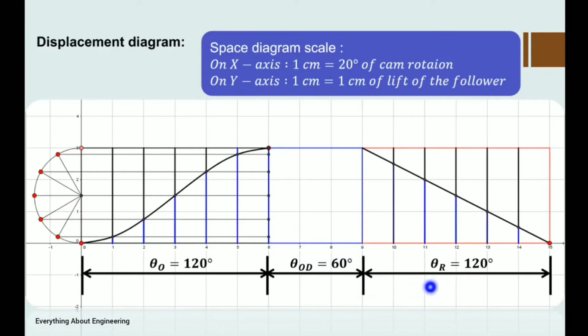Similarly, this return stroke is of 120 degree. So it is 120 divided by this 20, that is 6 centimeter. Then as this outstroke is with simple harmonic motion, we have constructed this semicircle over here, and we have divided it into 6 equal parts. Now from point 1 draw the horizontal line, from point 2 also draw the horizontal line so that it will intersect this second line over here.